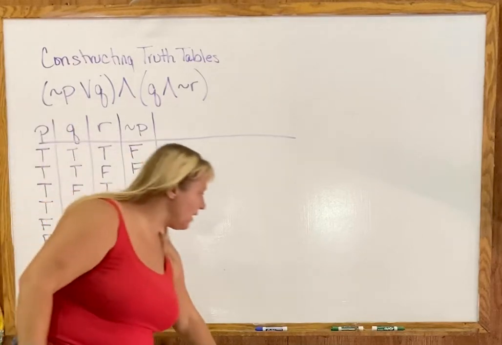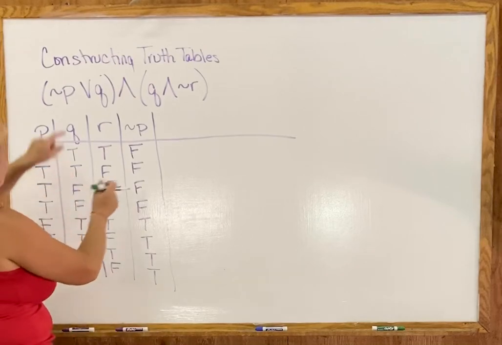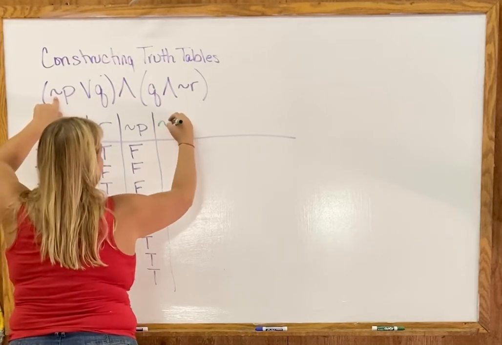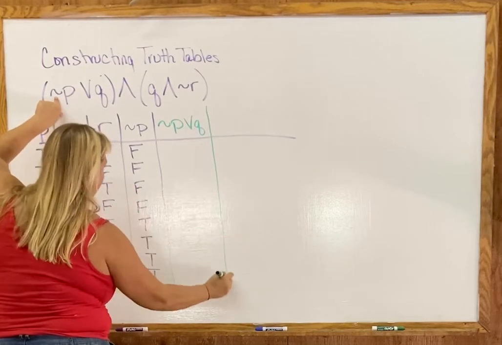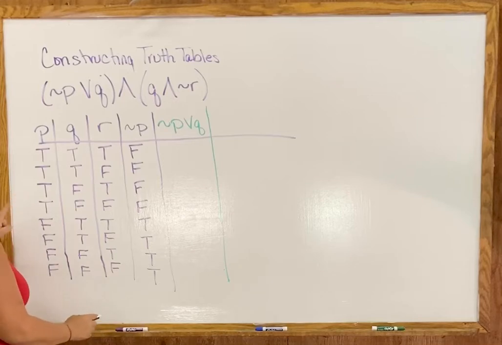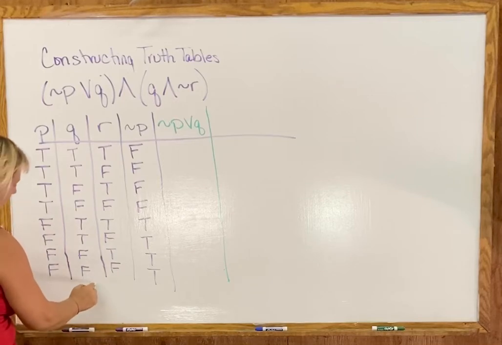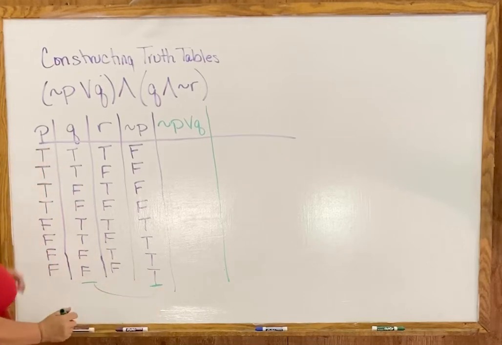Now I'm going to use a different color pen just because I can here. So now we're going to find the not P or Q. Okay, the not P or Q. And that's going to take this guy and this guy. Okay, not P or Q.